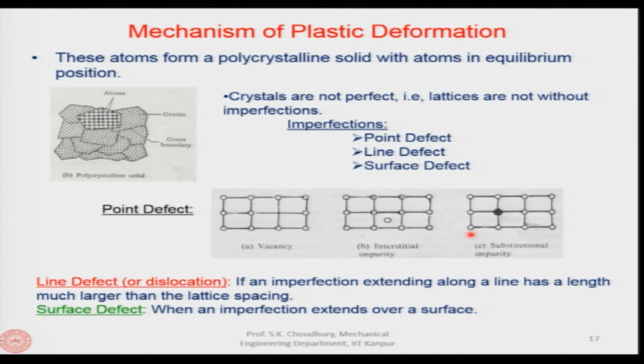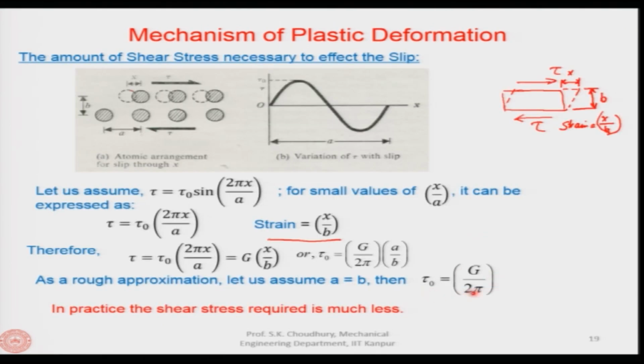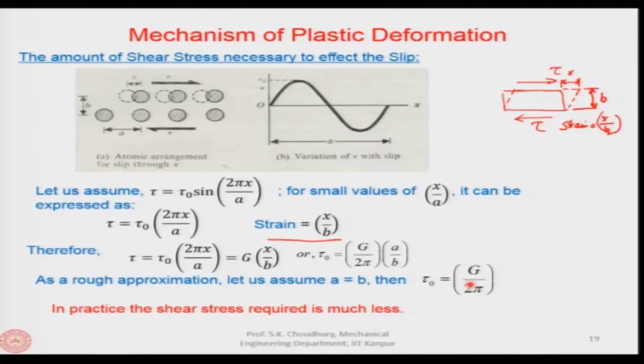So, therefore, as we said, in practice this will be much less than the G by 2 pi, and it is actually thousands of times less than the G by 2 pi, which makes it possible to apply sufficient force to remove the material. Otherwise, the machine tool which is creating this shear stress would have been very, very bulky and would have had to be very strong to apply this much shear stress, G by 2 pi.